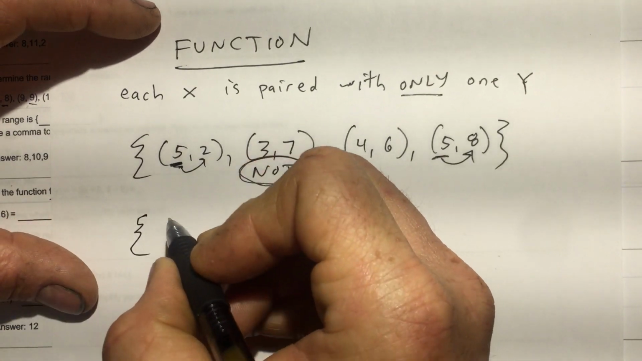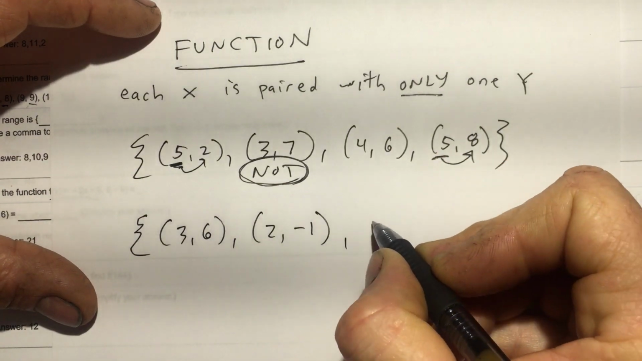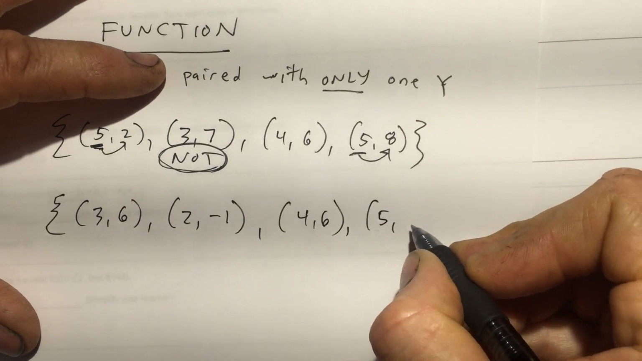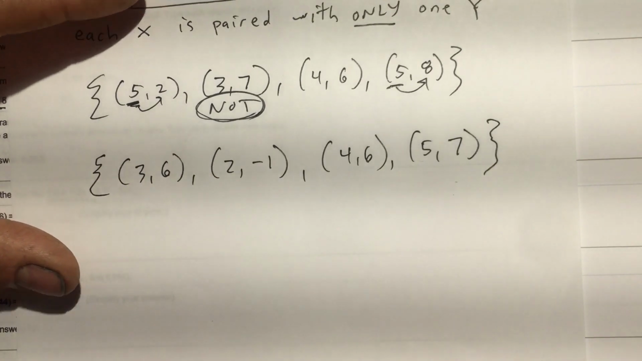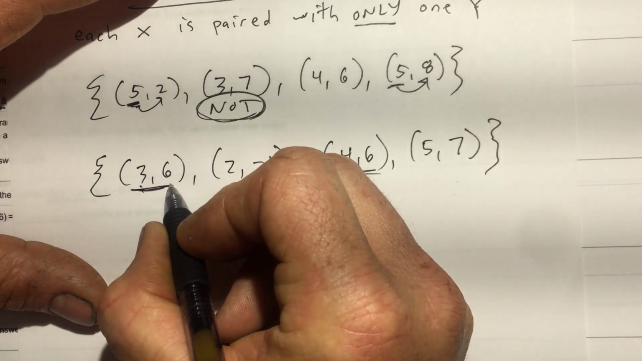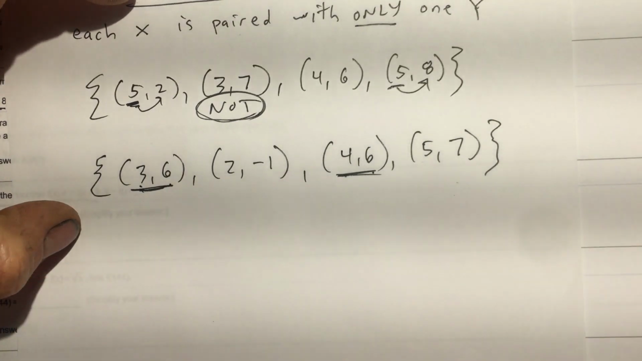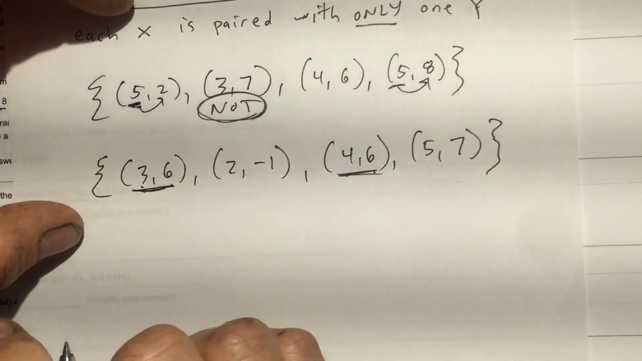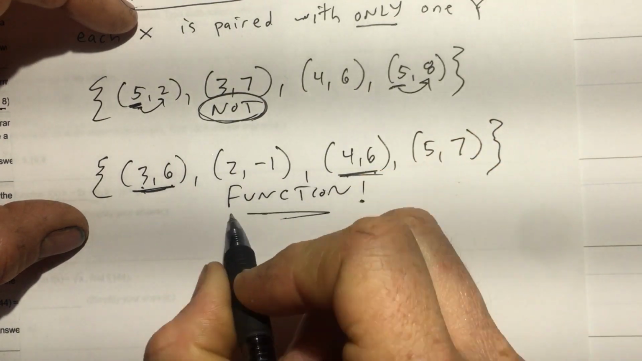Okay, here's another one. 3 paired up with 6. 2 paired up with -1. 4 paired up with 6. 5 is paired up with 7. This one here, this is a function. Now, some people get mixed up with this right here. We got 3 paired up with 6. We got 4 paired up with 6, which is okay. We could have 2 x values paired up to 1 y value. We just can't have 2 y values paired up to 1 x value. So this is a function.